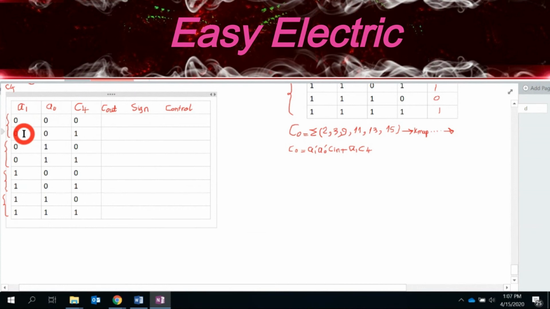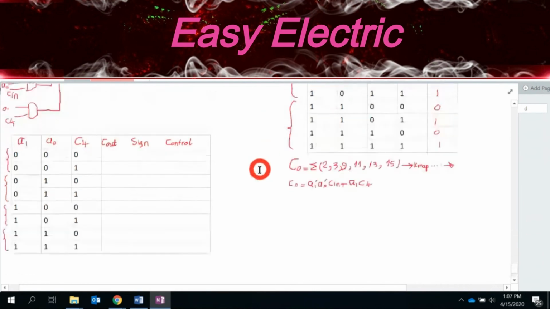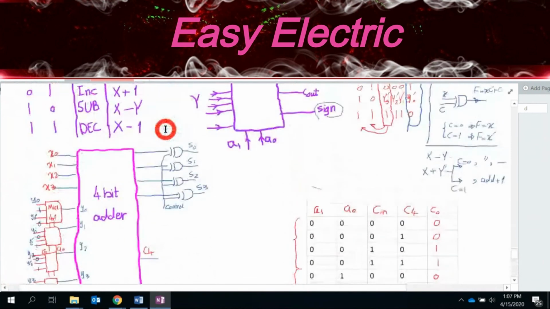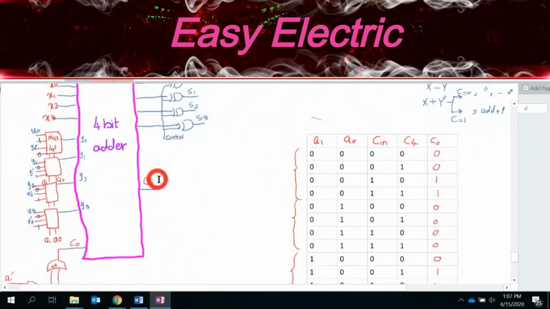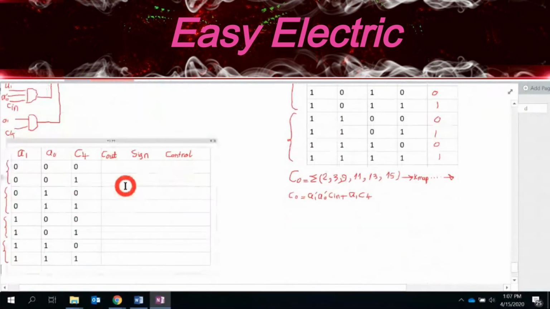So whenever you have x plus y, what should be the C out? The C out is exactly the same as C4, right? So for these two, C4 should be C out. Why? Because C4 technically is the same thing as the C out. Whenever you add the two numbers, the C4 is what we call the C out.